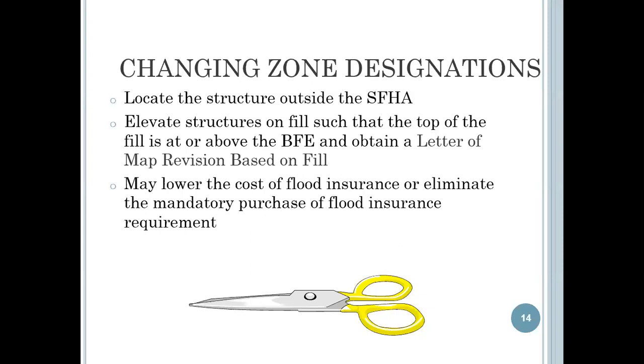Elevating structures on fill such that the top of the fill is at or above the BFE, we can look at a letter of map revision based on fill to take that structure out. If it takes it out and moves it into a B, C, or X flood zone, they can have a lower flood insurance cost or even eliminate the mandatory purchase of flood insurance.